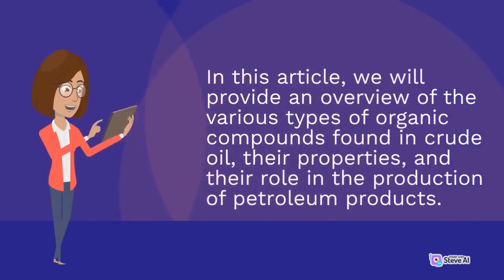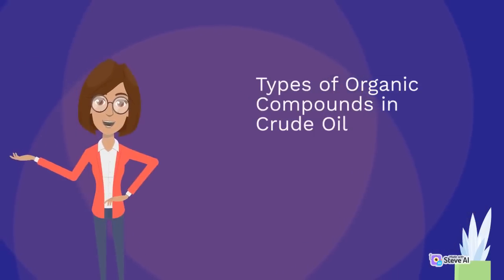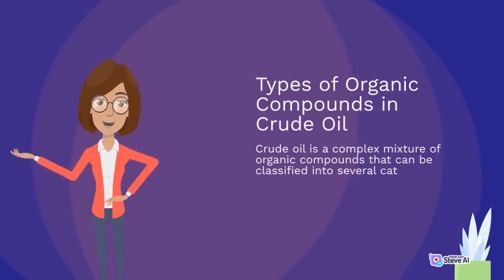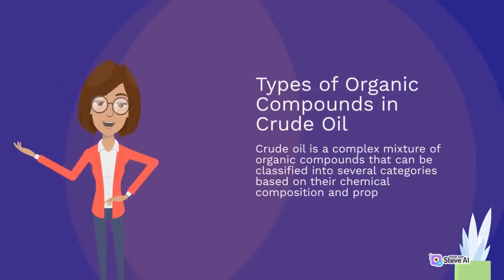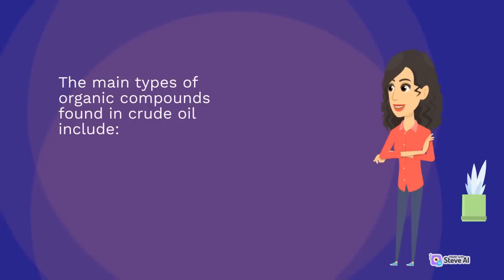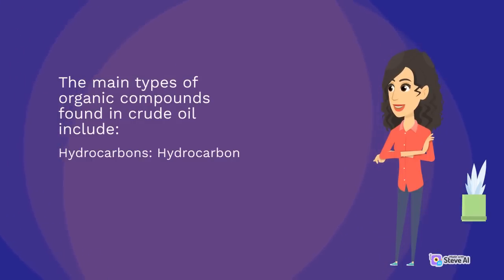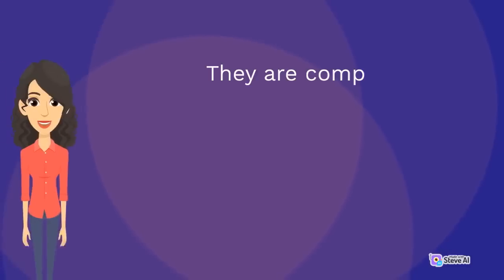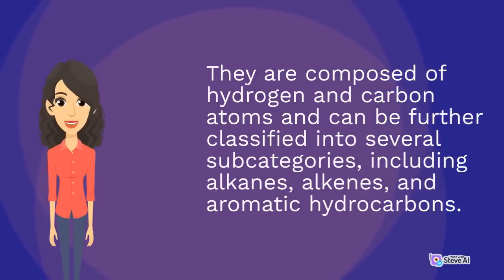Types of organic compounds in crude oil. Crude oil is a complex mixture of organic compounds that can be classified into several categories based on their chemical composition and properties. The main types of organic compounds found in crude oil include hydrocarbons. Hydrocarbons are the most abundant organic compounds found in crude oil. They are composed of hydrogen and carbon atoms and can be further classified into several subcategories, including alkanes, alkenes, and aromatic hydrocarbons.